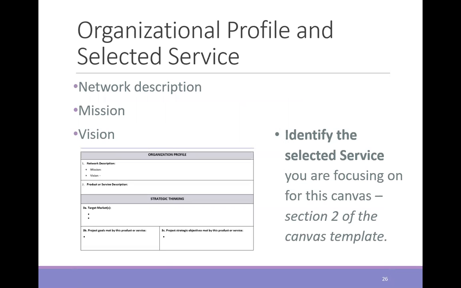Using your Finding a Fit Designer, you can complete the organizational profile and briefly describe the product or service you've chosen to focus on with this canvas, selected during step 4 of your designer. The way to use the canvas is to complete one canvas for each of your products and services and to identify one target market. Information from multiple canvases can be aggregated and packaged together into one cohesive business plan for your organization.